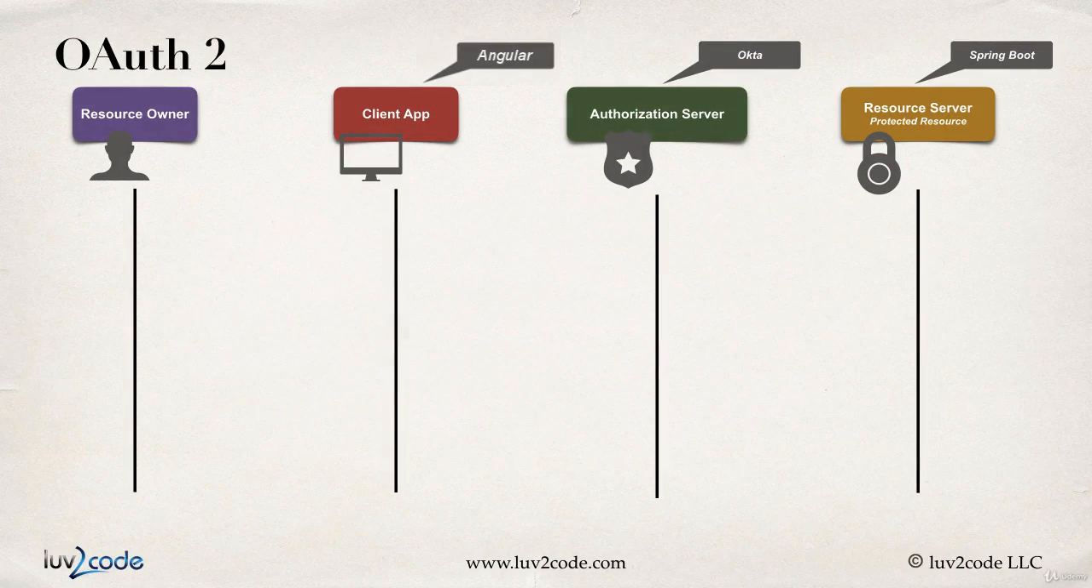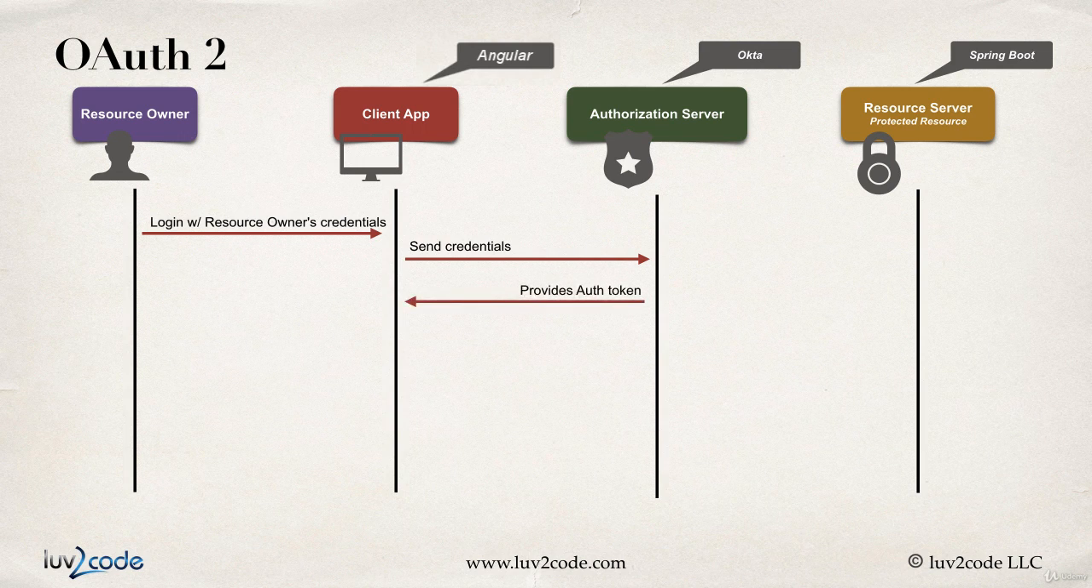And here's the sequence diagram so you can see the whole interaction between these different players. So the resource owner will log in with their credentials, their user ID and password. The client application will send those credentials over to the authorization server, which is Okta. Okta provides an auth token. We use that auth token to request an access token. And then Okta will provide us that access token.